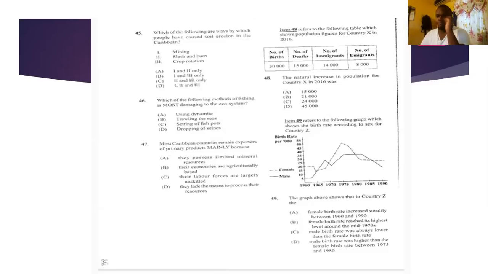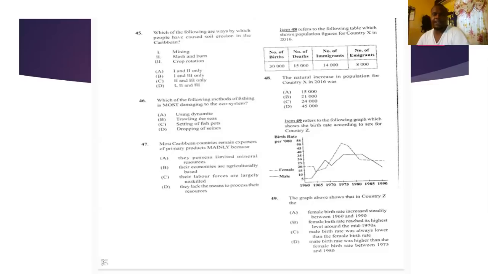49 refers to the following graph, which shows the birth rate according to sex for countries. This question has been reported several times. So you're going to read the statements and see which one is correct based on your reading of the graph. Look at the graph now. The unbroken line represents the male, the broken line represents the female, and it shows the number of years for the birth rate for both sexes.